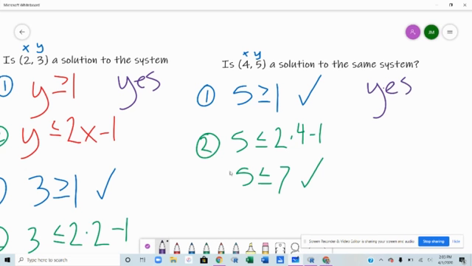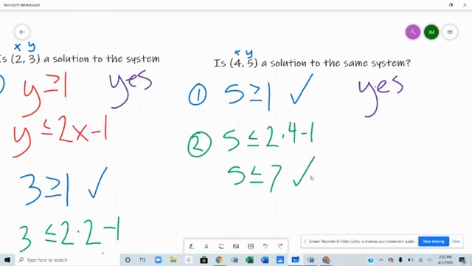So, like I said before, you are capable of having multiple coordinate points that is a solution to the same system. Okay?